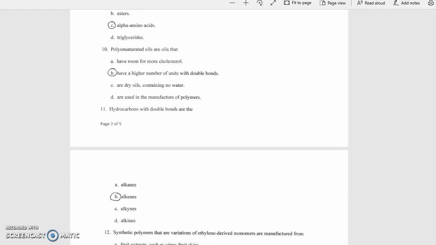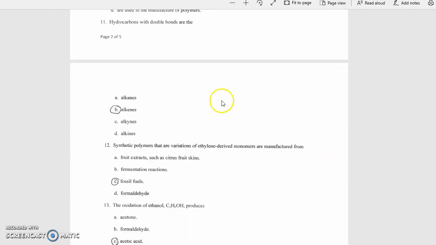Continuing on for number 11, hydrocarbons with double bonds are alkenes, E. Single bonds are A, double bonds are E, triple bonds are Y, and this doesn't, we don't have those for hydrocarbons. Synthetic polymers that are variations of ethylene-based monomers are manufactured from fossil fuels. Okay, oxidation of ethanol produces acetic acid.